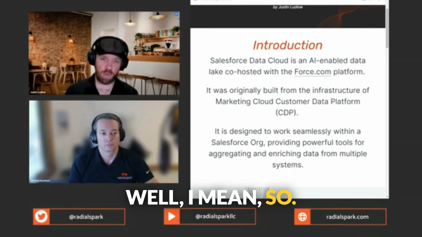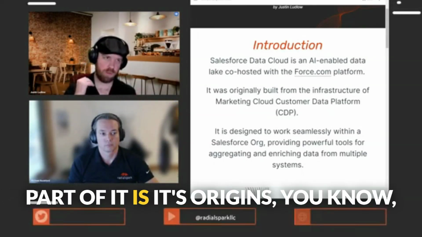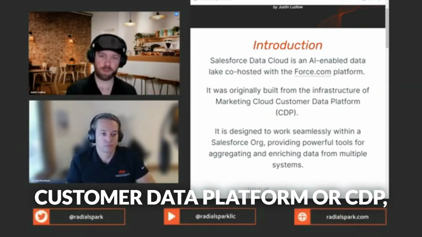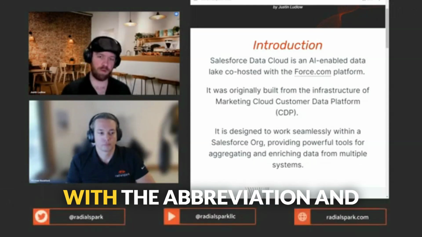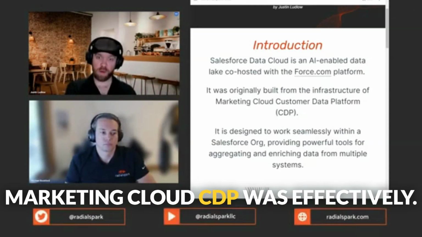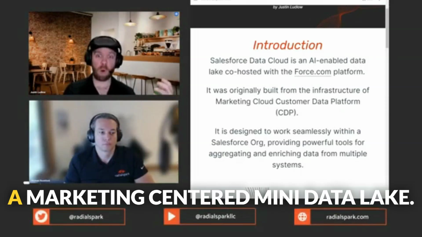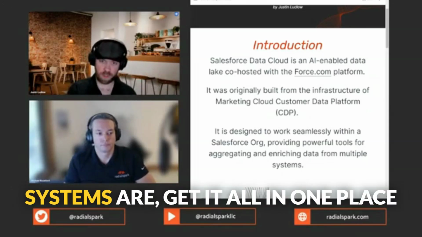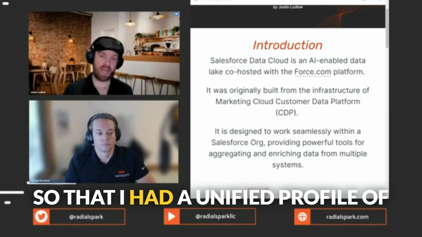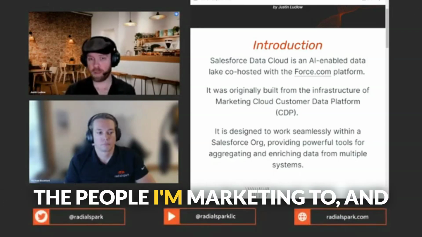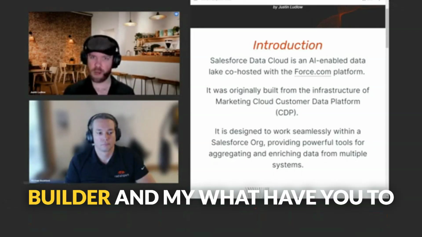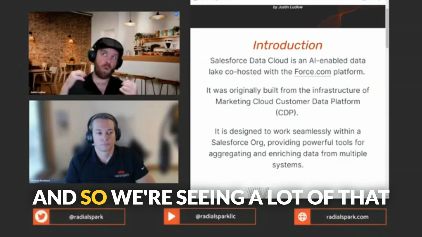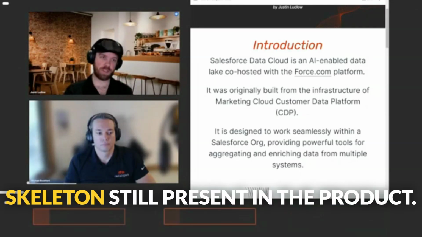Well, from a technology standpoint, part of it is its origins. Data Cloud was built off of the skeleton of Marketing Cloud Customer Data Platform, or CDP, for those of you that are familiar with the abbreviation. And Marketing Cloud CDP was effectively a marketing-centered mini data lake. It was the idea of, let me take your sales data, your service data, your ERP data, whatever your different systems are, get it all in one place so that I had a unified profile of the people I'm marketing to, and I could use that in my Journey Builder, in my what have you, to create truly personalized and engaging marketing campaigns. And so we're seeing a lot of that skeleton still present in the product.